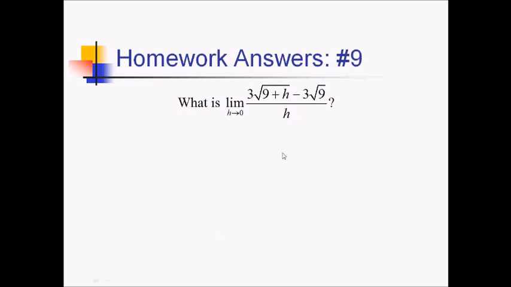For this problem, we're trying to find the limit as h approaches 0 of all this stuff. Now this is just the limit definition of a derivative, so we just have to figure out what the original function is, take its derivative, and it looks like they want us to plug 9 into this, because we've got 9 plus h. To write the original function, I'm just going to replace 9 plus h with x. So this is really just the function f of x equals 3 radical x.